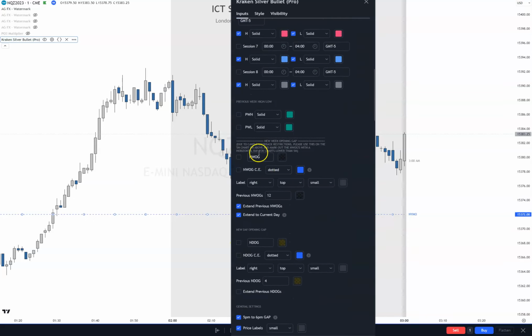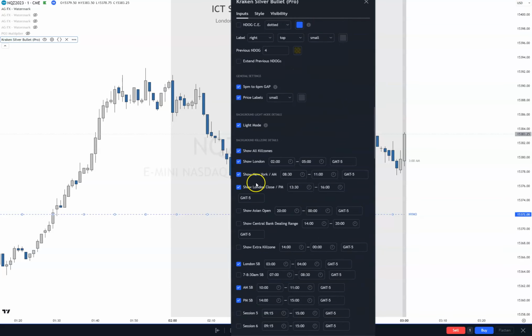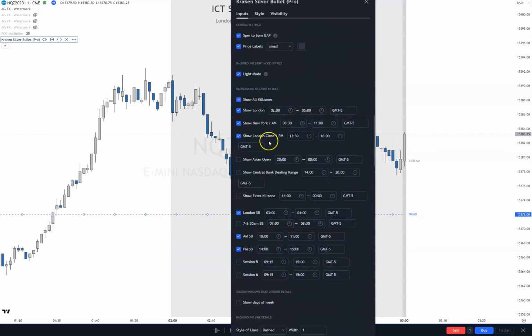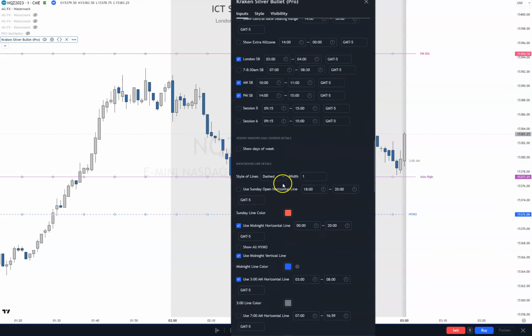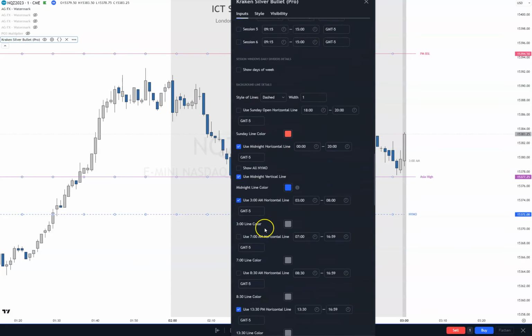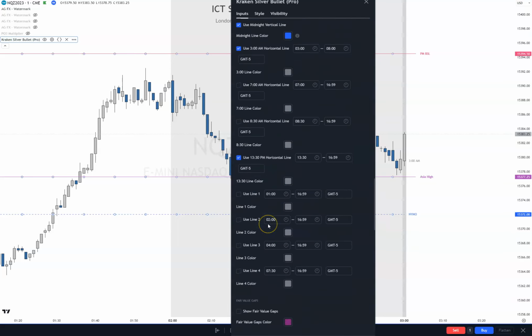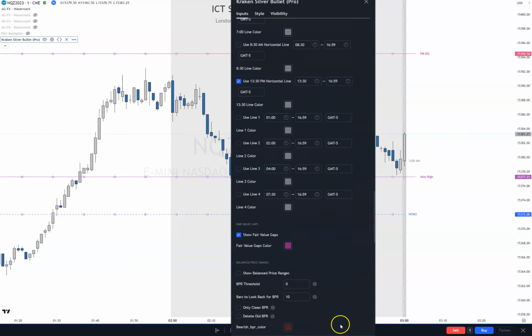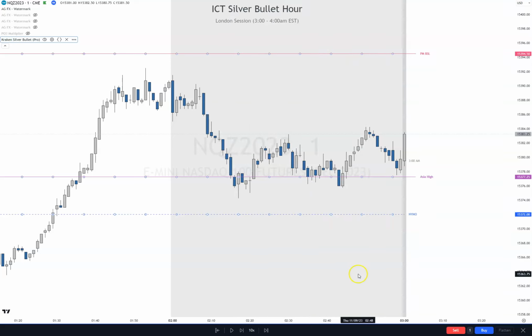We want to make sure that the 3 o'clock line, these are our highlighted areas like the background there. We want to make sure that the 3 AM horizontal line is turned on. And let's also turn on fair value gaps too, just for fun. Let this mark out the charts.